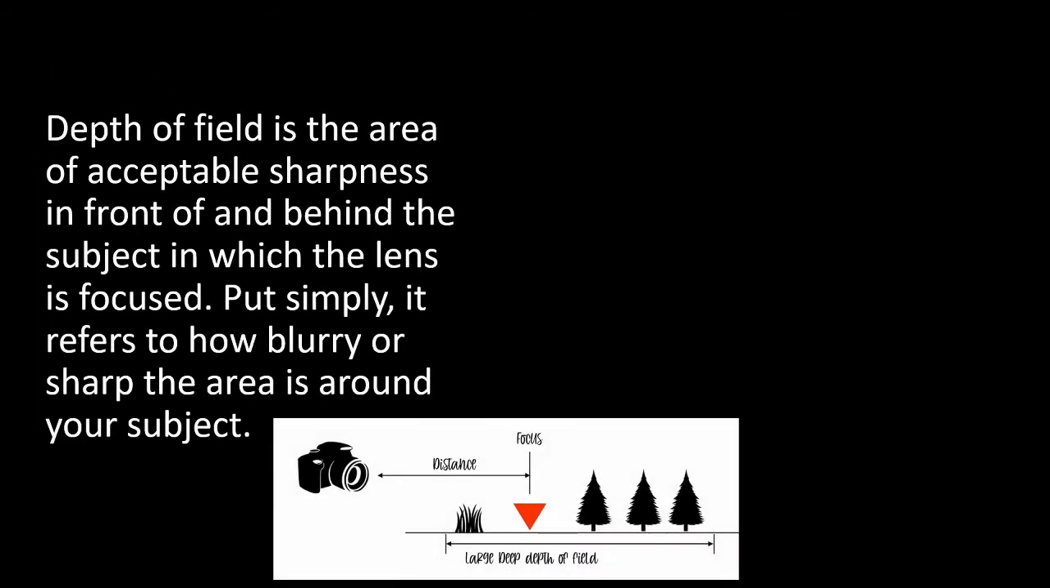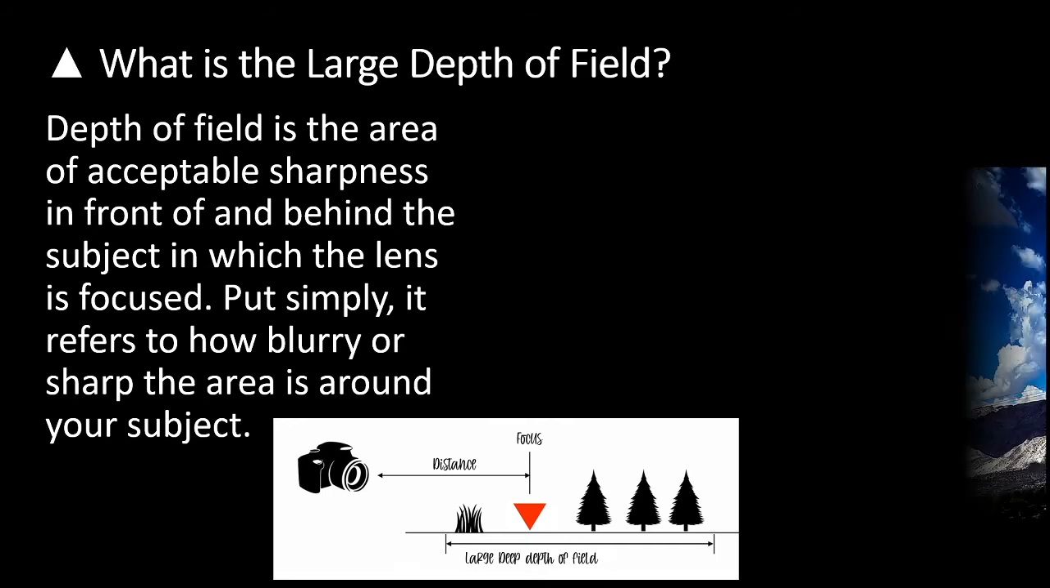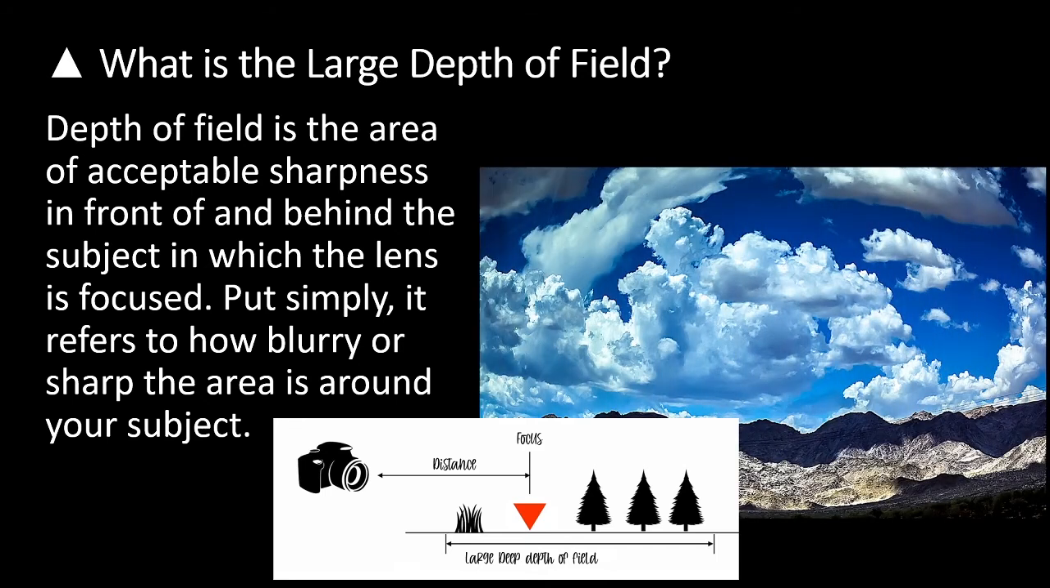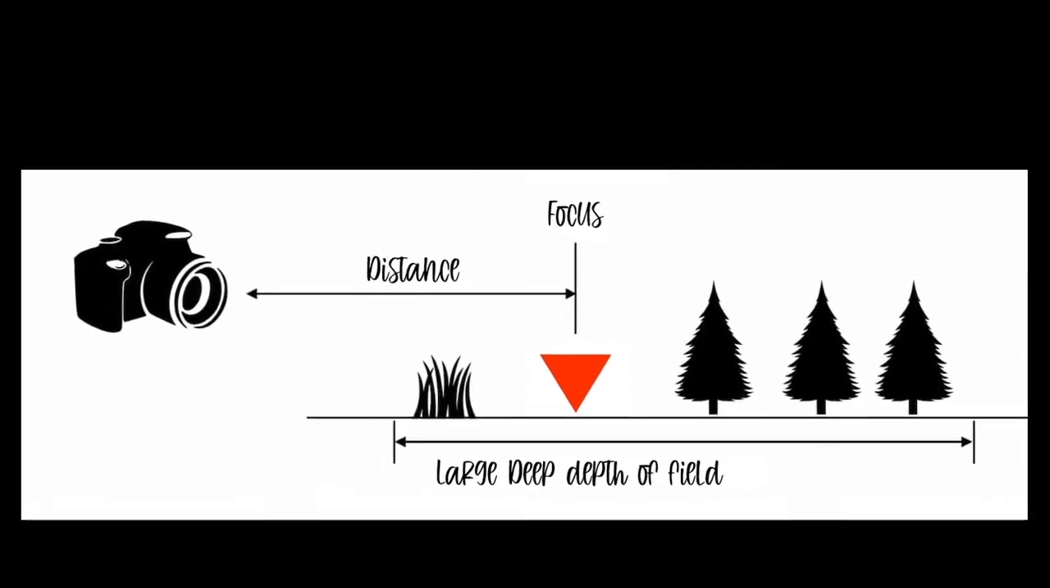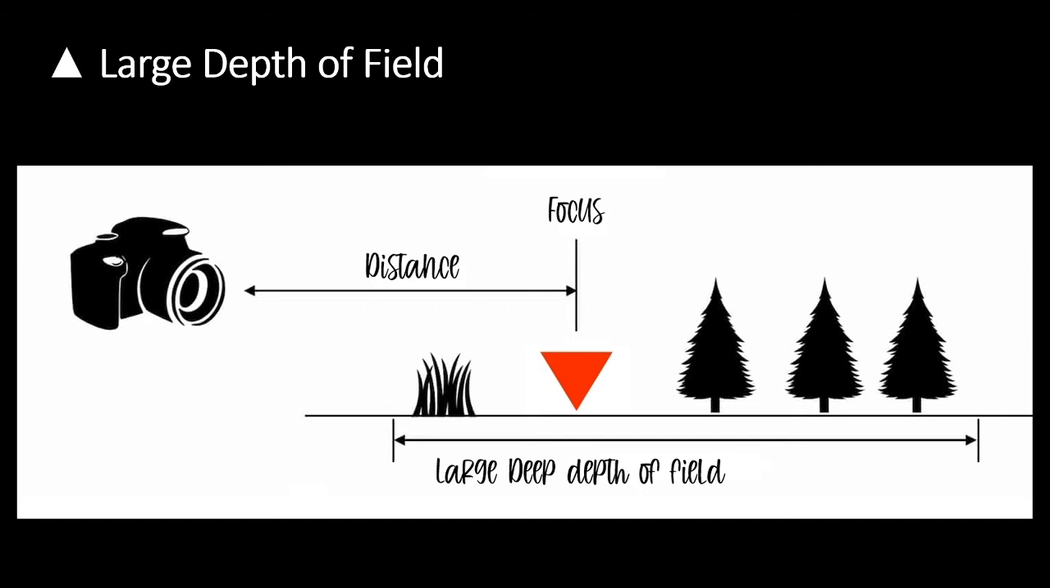What is the depth of field? Depth of field is the area of acceptable sharpness in front of and behind the subject in which the lens is focused. Put simply, it refers to how blurry or sharp the area is around your subject.